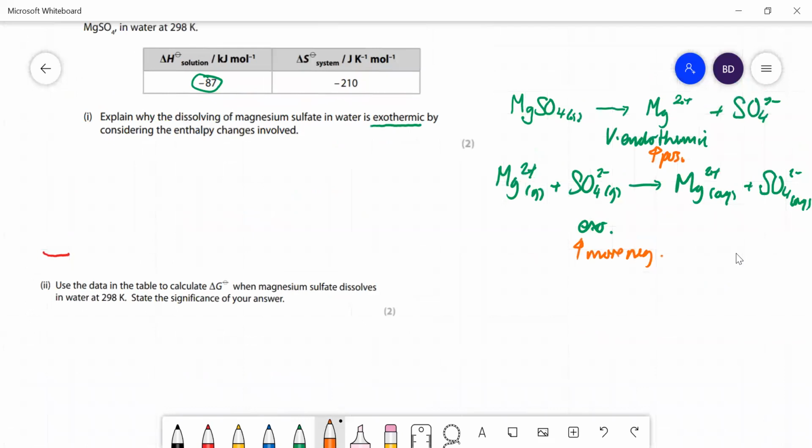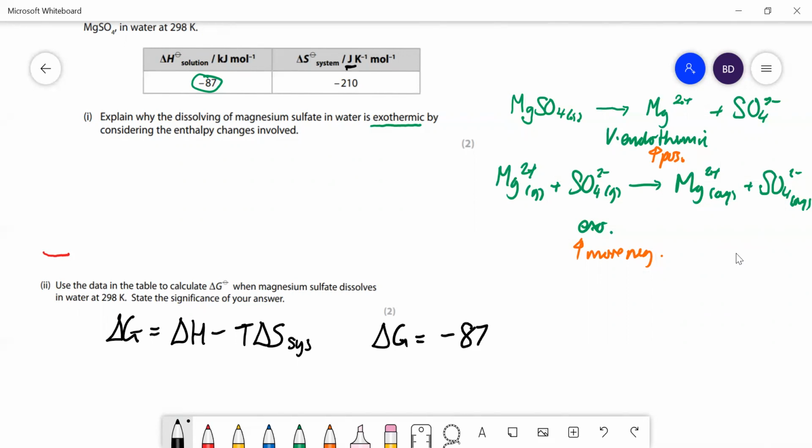Use the data in the table to calculate delta G when magnesium sulfate dissolves at 298 Kelvin. So we need our equation there. Delta G is equal to delta H minus T delta S of the system. Now we have to be careful, this is in joules, not in kilojoules, so we need to divide it by 1,000. So we're going to have minus 87 minus 298 multiplied by minus 0.210.